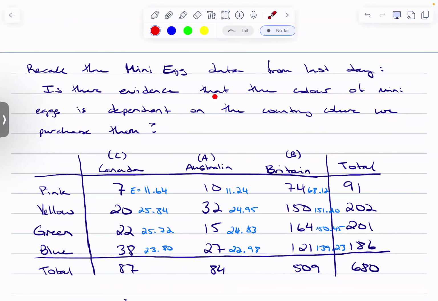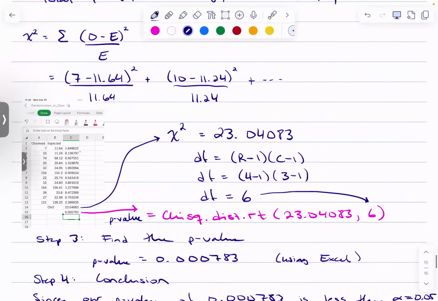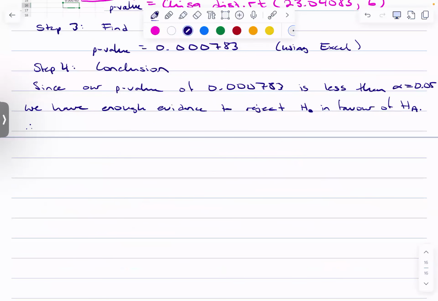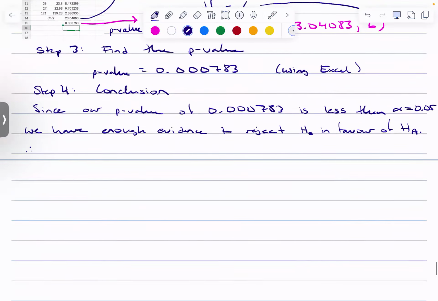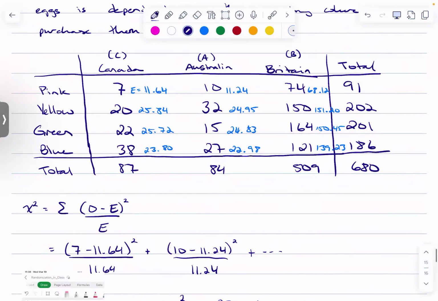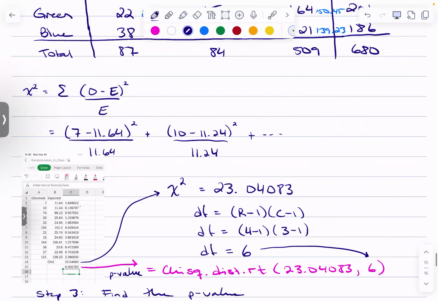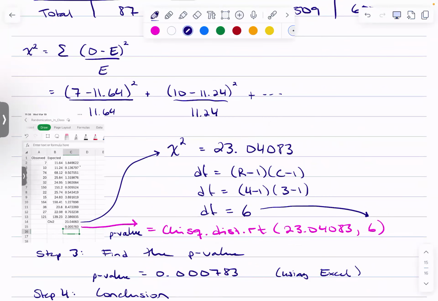Is there evidence that the color of mini eggs is dependent on the country where we purchase them? Yes, there is. Right, we had to assume that they were independent until we found evidence against that. Therefore, I've got a decision to make here, don't I? Do it properly for posterity? I think so.